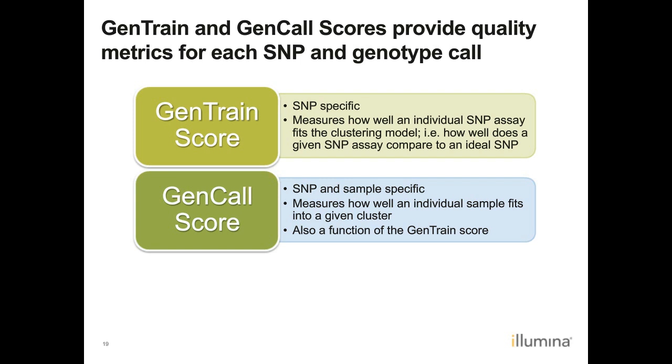The GenCall score is calculated for each individual data point, so it's SNP and sample specific. It measures how well an individual sample data point fits into a given cluster. How close is it to the center of the cluster? It's also a function of the GenTrain score. In other words, the GenTrain score has an influence on what the final GenCall score will be.